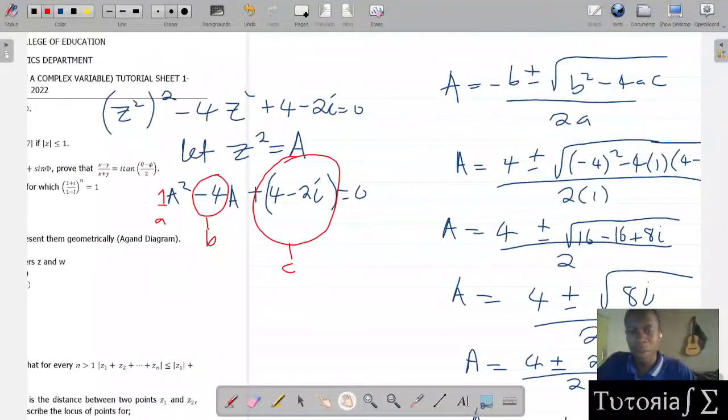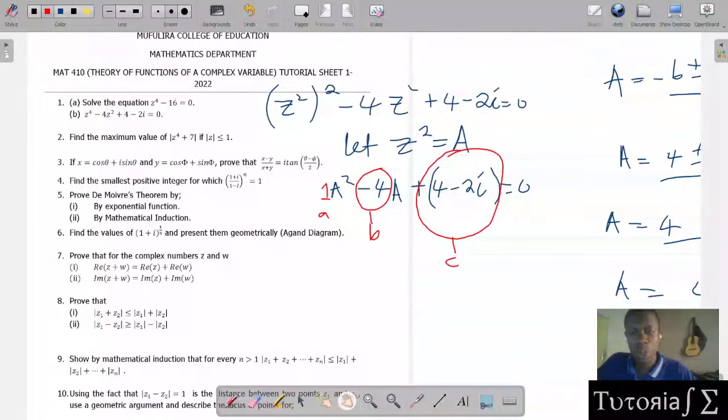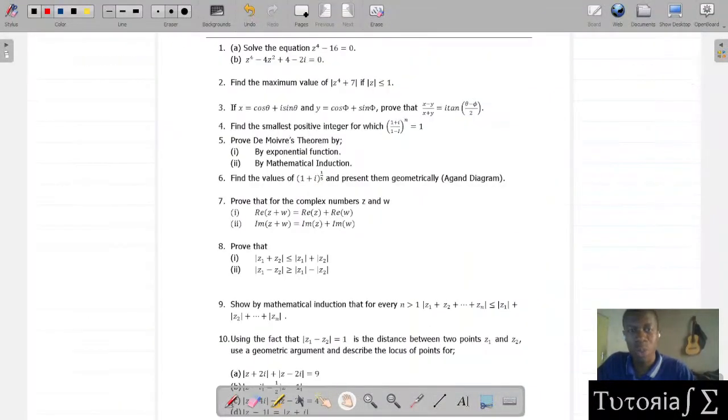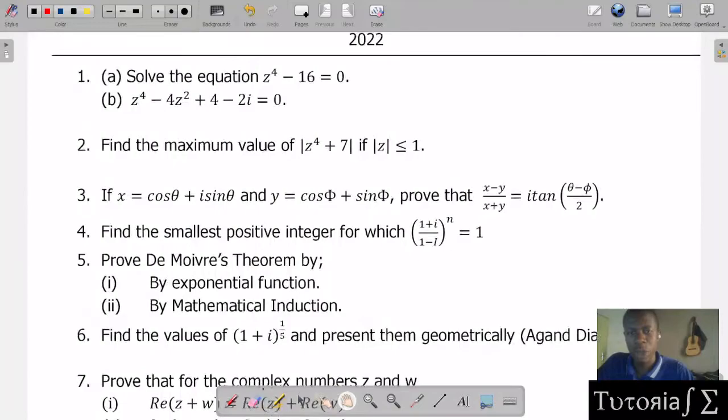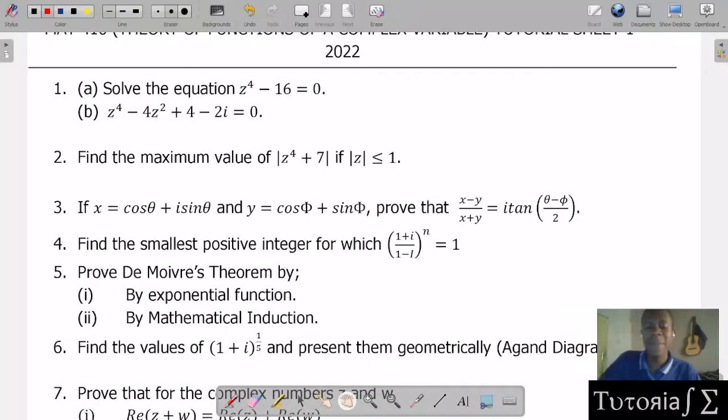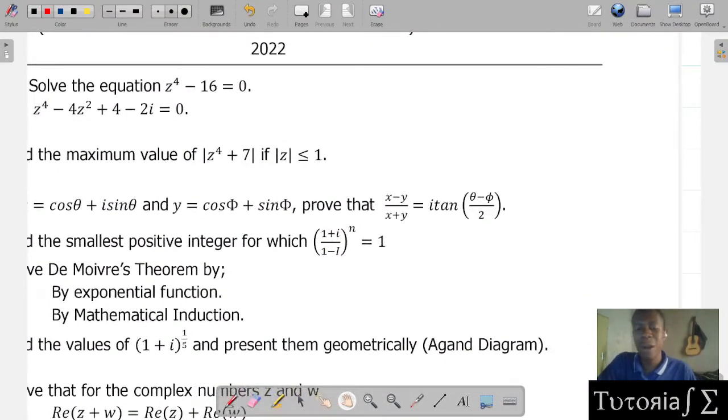So let me go to question number 2. Let me just clear out there. Question 2. All right, find the maximum value of z to the power 4 plus z if z modulus is less than or equal to 1. So this is where our emphasis is. Z modulus is less than or equal to 1.